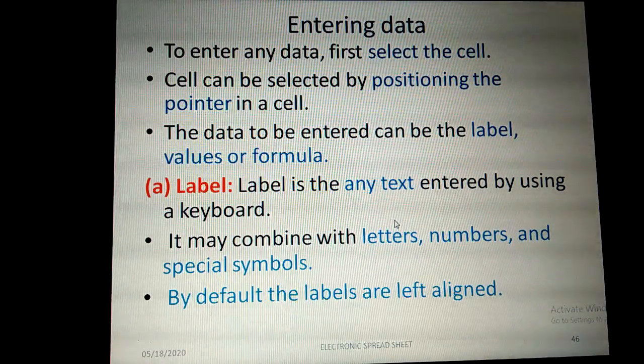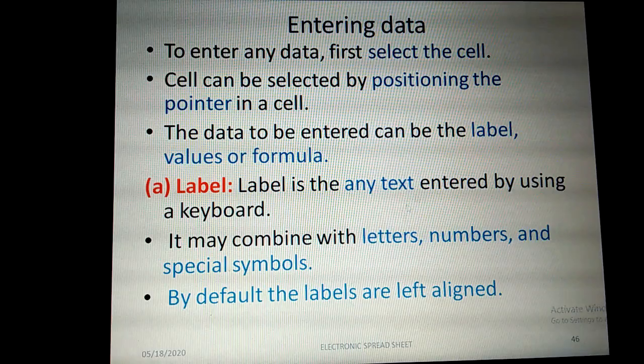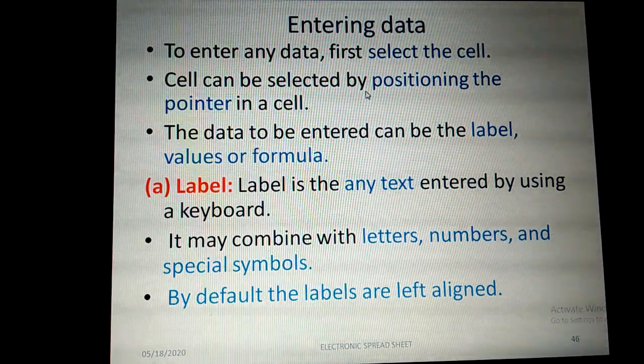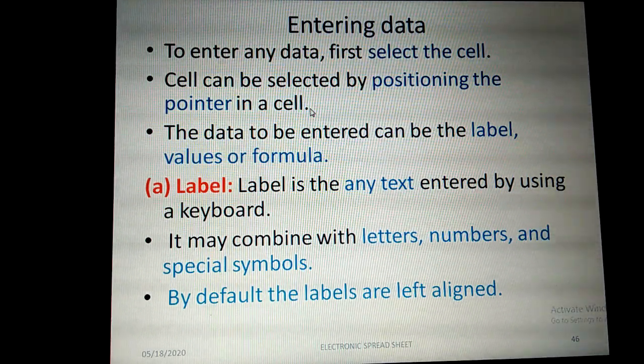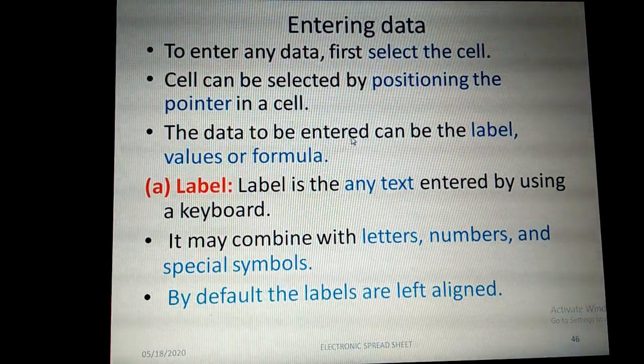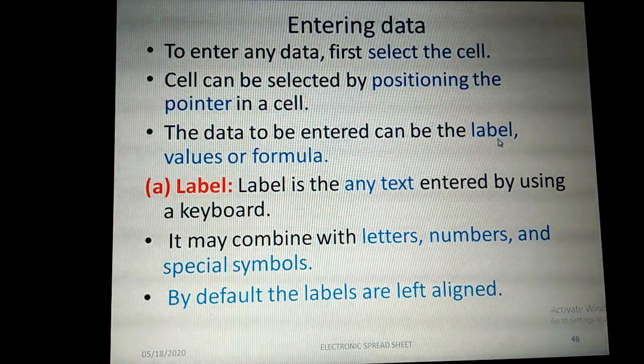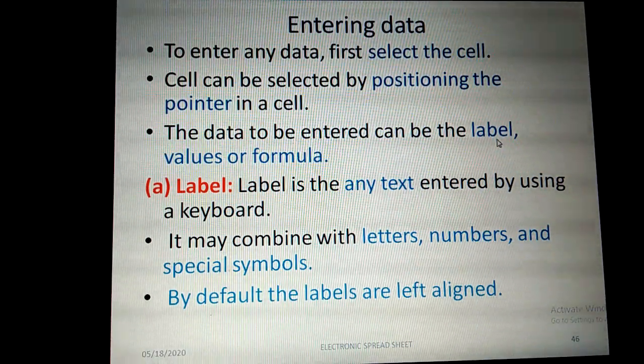Next is entering data. So how can we enter the data? Before we enter any data in a cell, we need to select the cell. A cell can be selected by positioning the pointer in the cell. We need to place the mouse pointer in the cell. The data to be entered can be a label. Label can otherwise be called text.